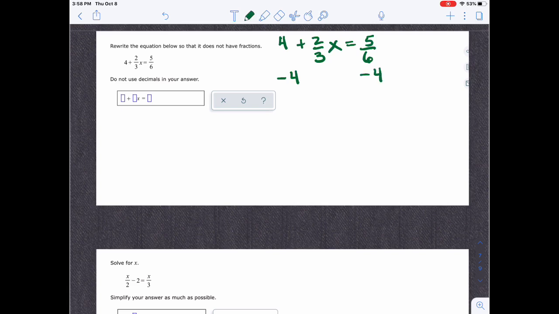So when we get to this 5/6 minus 4, it is totally okay to tap this in your calculator. 5/6 minus 4 is negative 19/6. That's awkward, but the calculator's handling it, right? And then I want to multiply by 3/2, which is actually the same thing as dividing by 2/3.